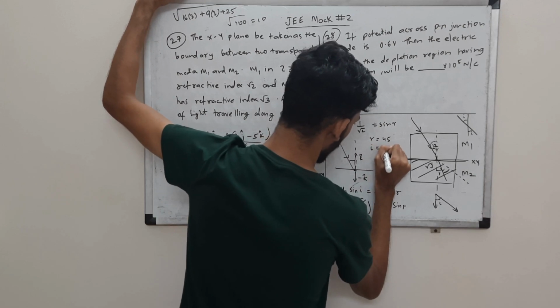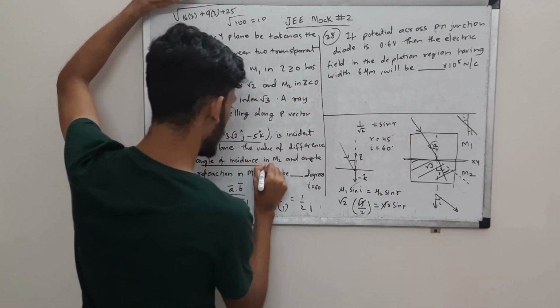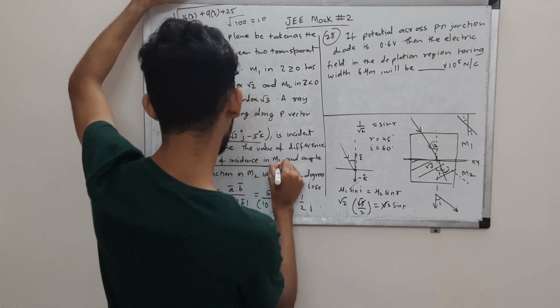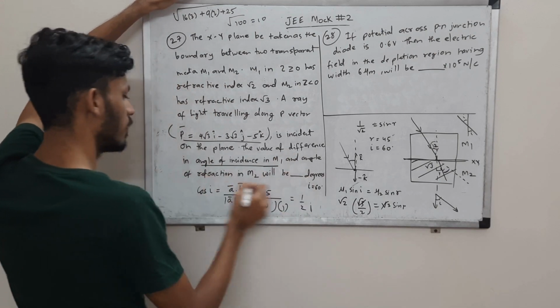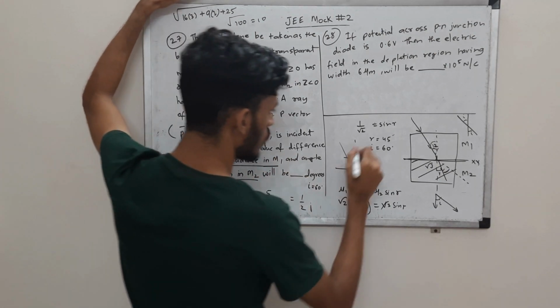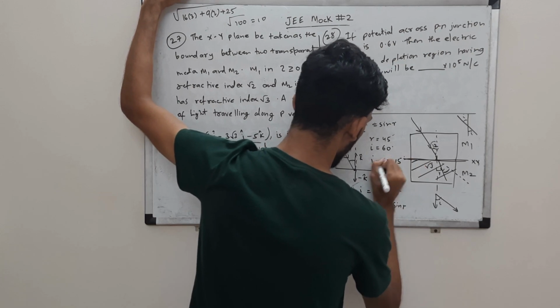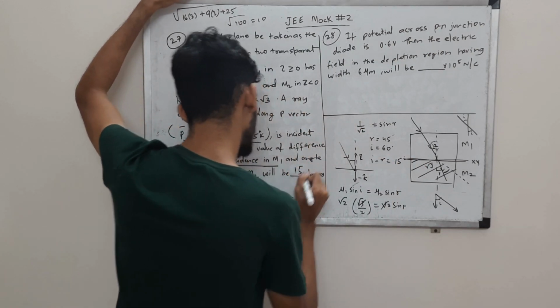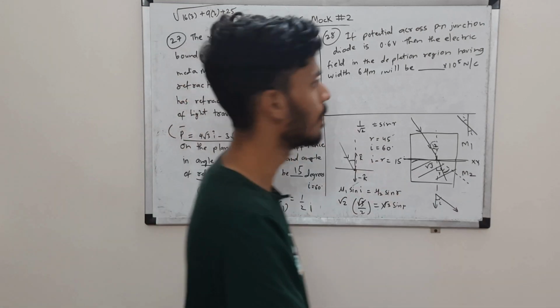You are supposed to find the difference between the two, the angle of incidence in M1 and the angle of refraction in M2. So the difference i minus r is 15 degrees. The correct answer over here is 15. Okay, let's come to question number 28. I hope this approach was simple.